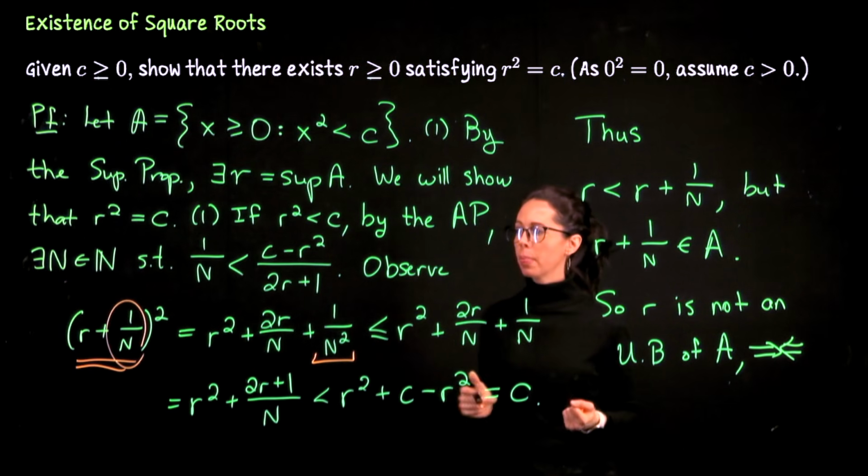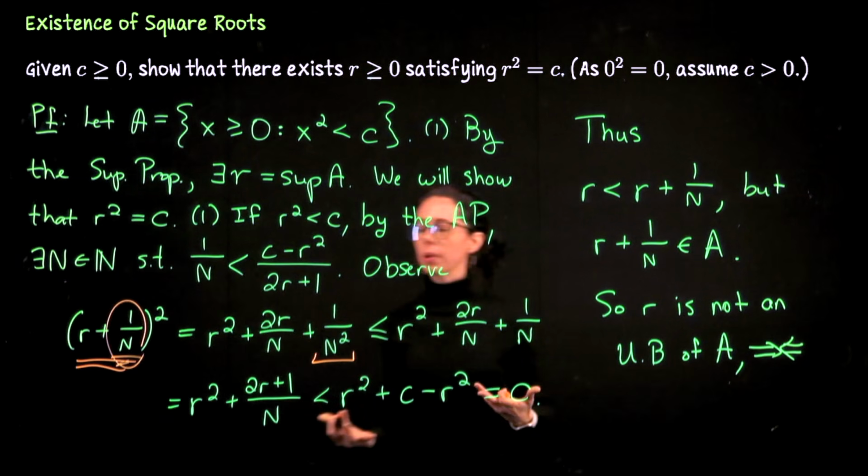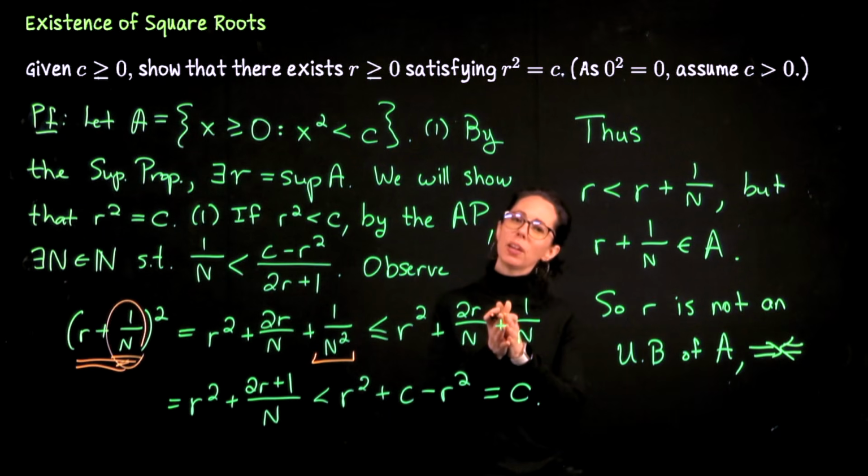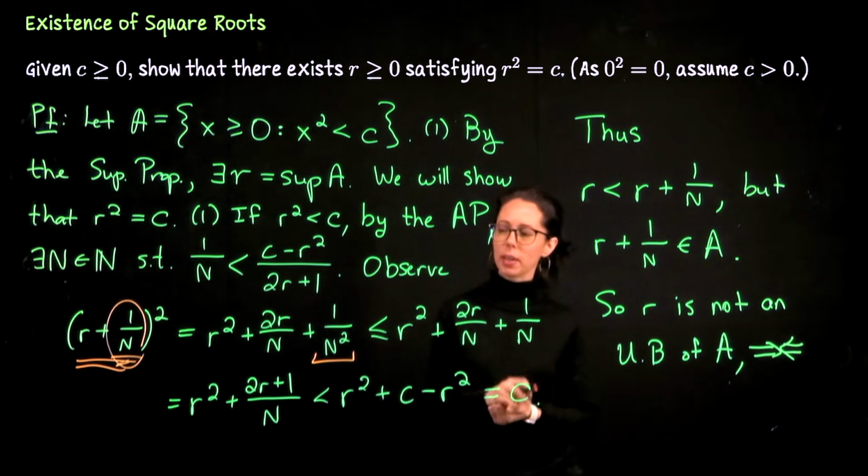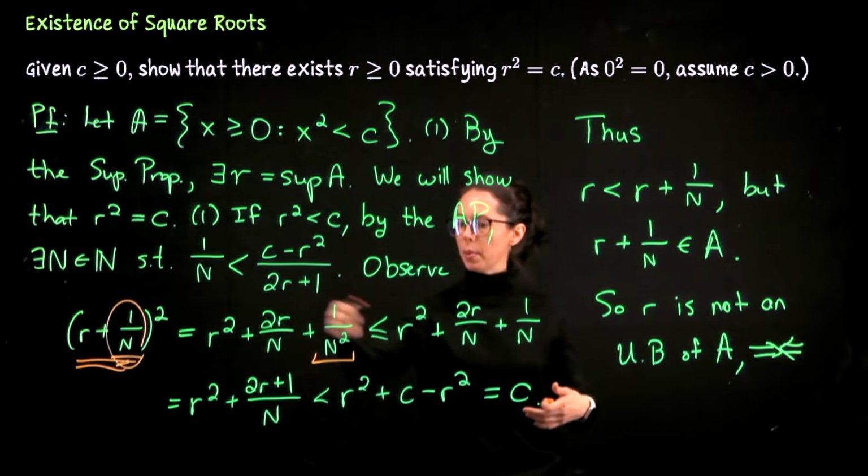Here I'm moving to the right. So this is a great thing to add to the number r to just move us a little bit right on the number line in a way that I can control the size by the Archimedean principle. Then I just do some algebra.